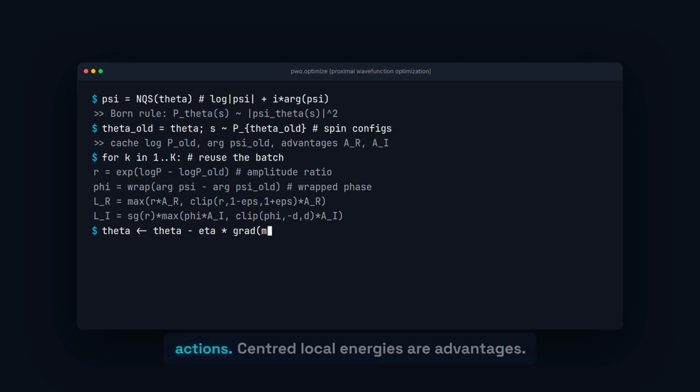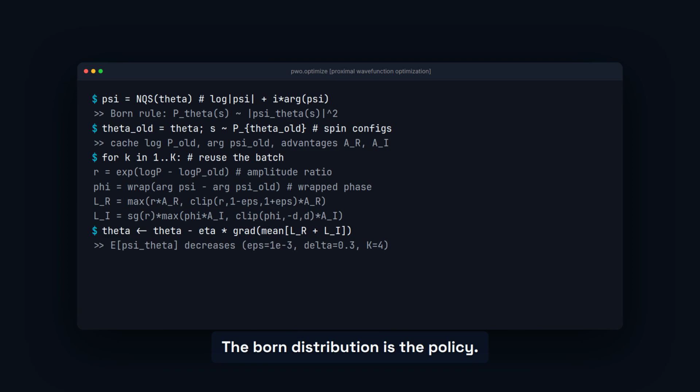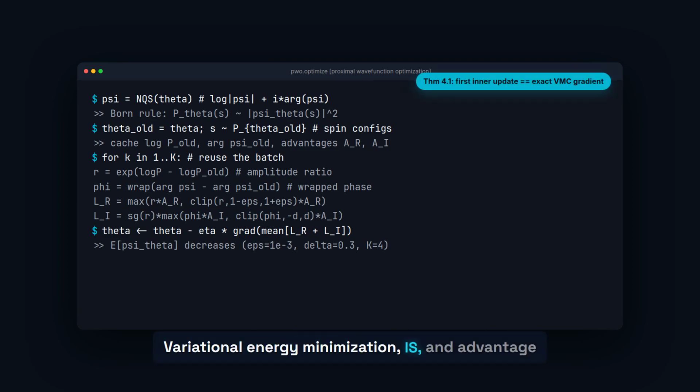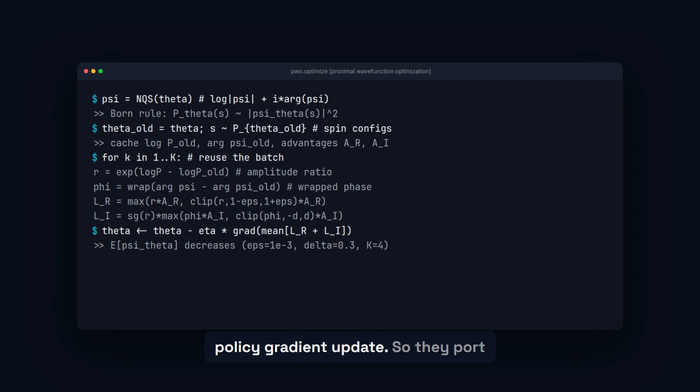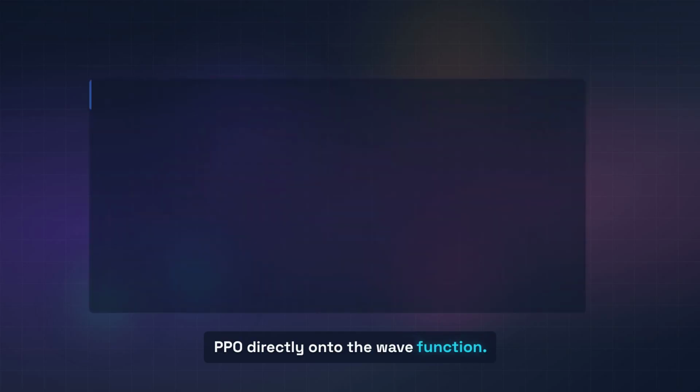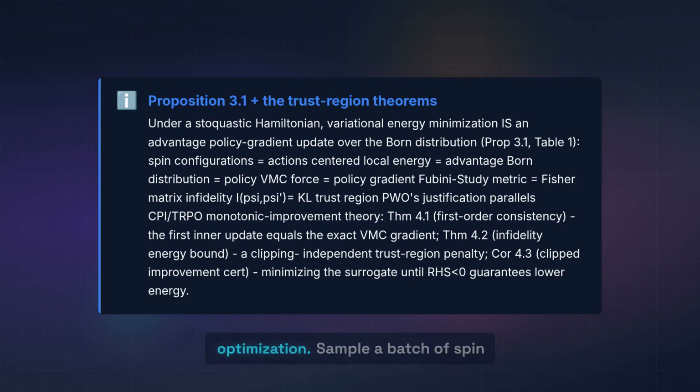The authors notice a correspondence. Spin configurations are actions. Centered local energies are advantages. The Born distribution is the policy. Variational energy minimization is an advantage-weighted policy gradient update. So they port PPO directly onto the wave function. They call it proximal wave function optimization.